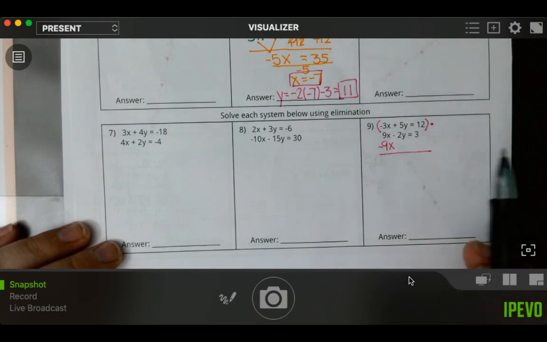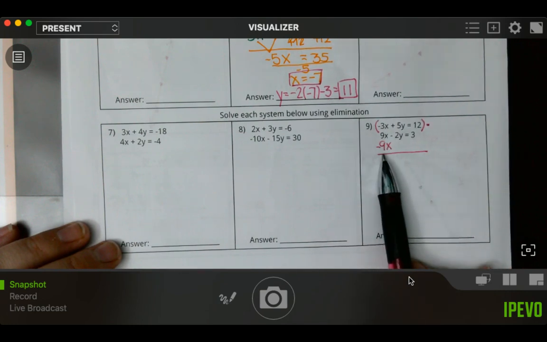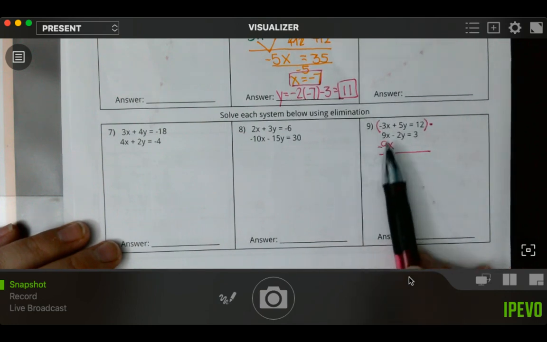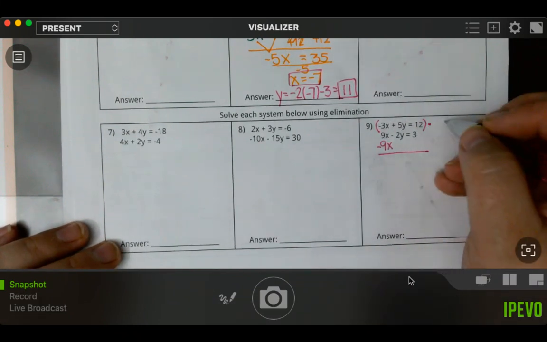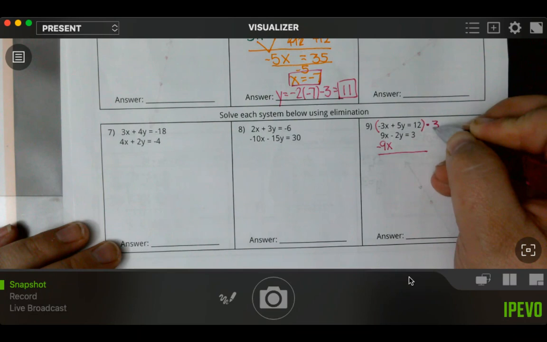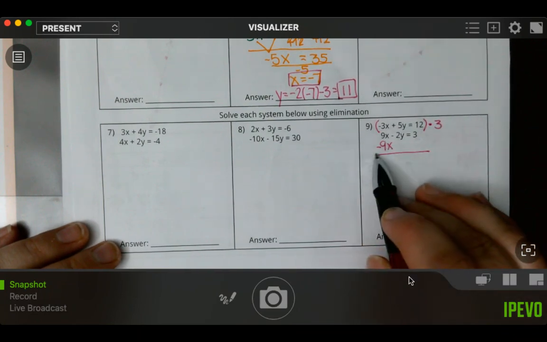Now, here's the question you have to decide. Negative 3x times what will give me negative 9x? Well, it still needs a negative, so you don't need to multiply by another negative. Then 3 times 3 is 9. So I need to multiply this by 3 to get this.